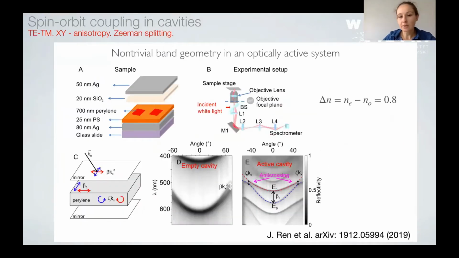And also about this very beautiful result where a parallel was placed in the cavity, and the parallel is characterized by very high anisotropy, and this can also produce a splitting of the modes and an anti-crossing. So these are, I think, very important results up to now.